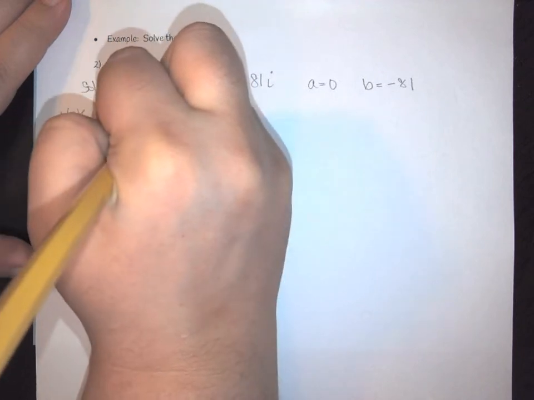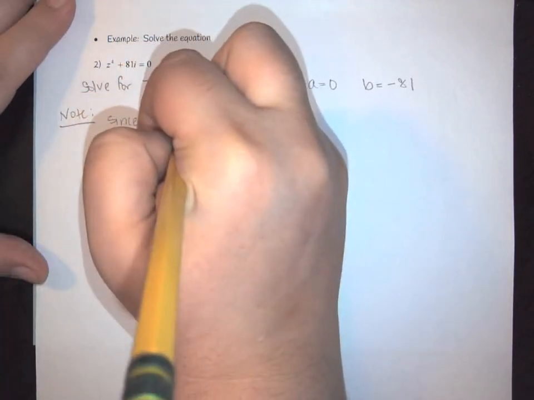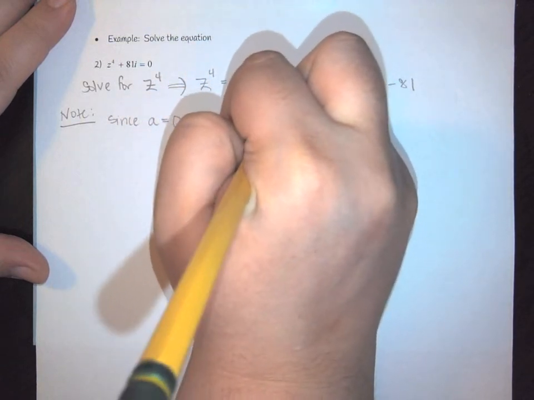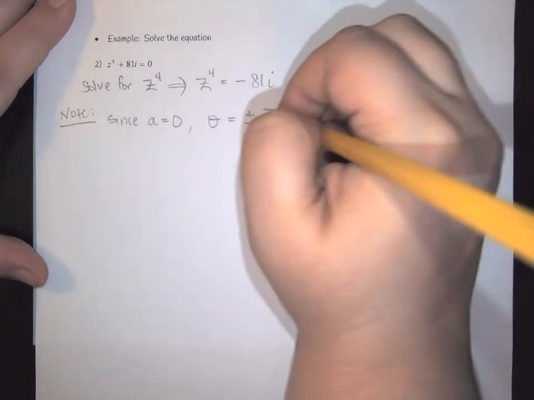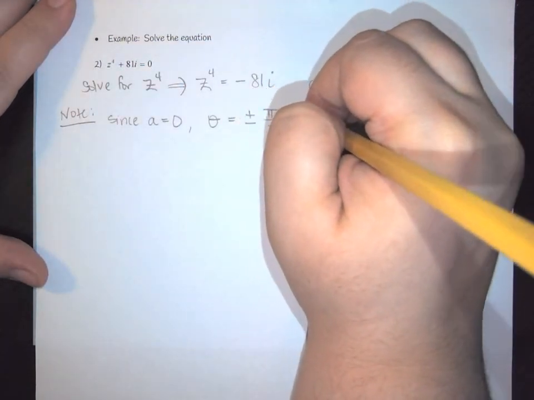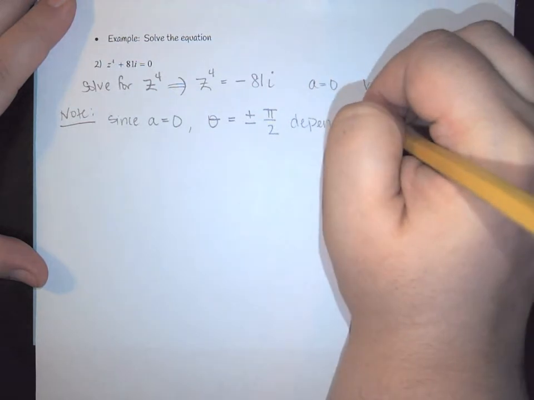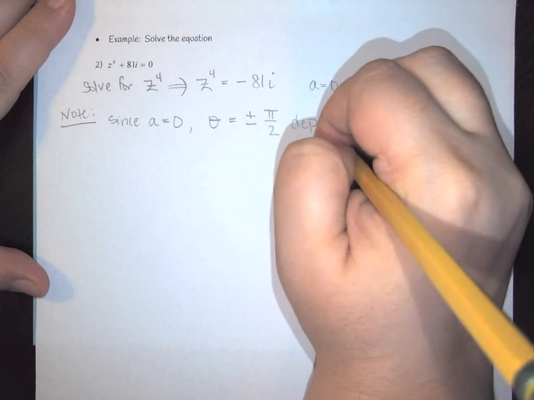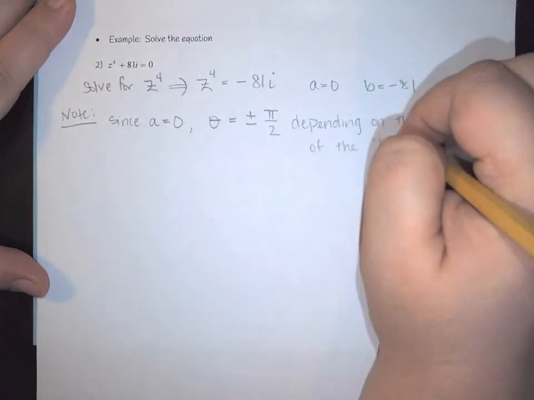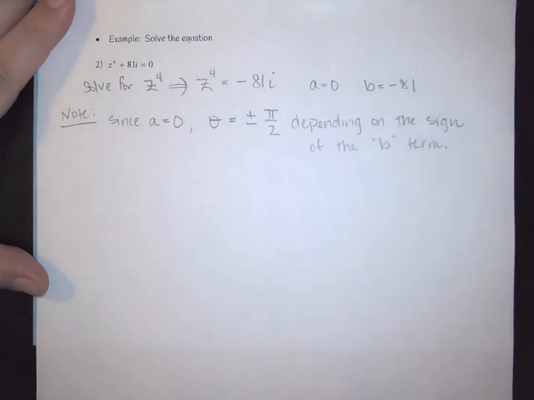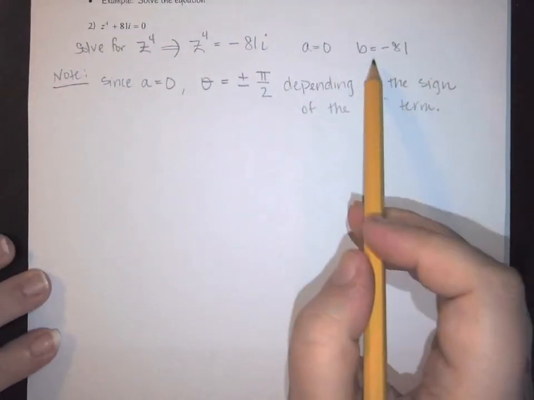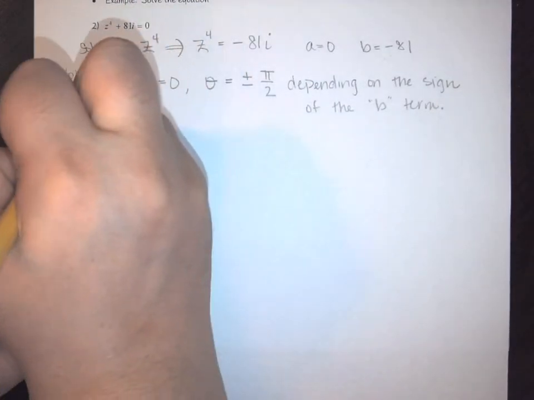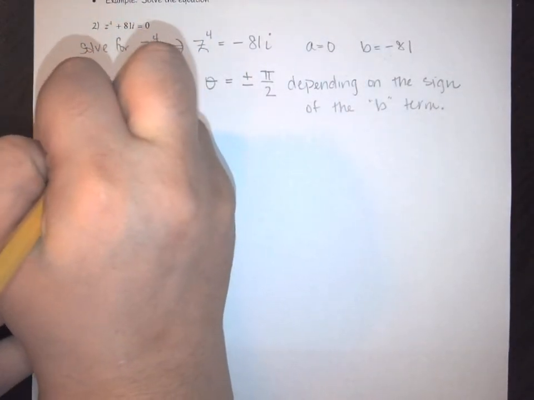Since a is equal to 0, your theta is going to equal plus or minus pi over 2, dependent on the sign of the b term. Now for us, my sign here is negative. It's negative 81, which means for this problem, my theta is going to be negative pi over 2.